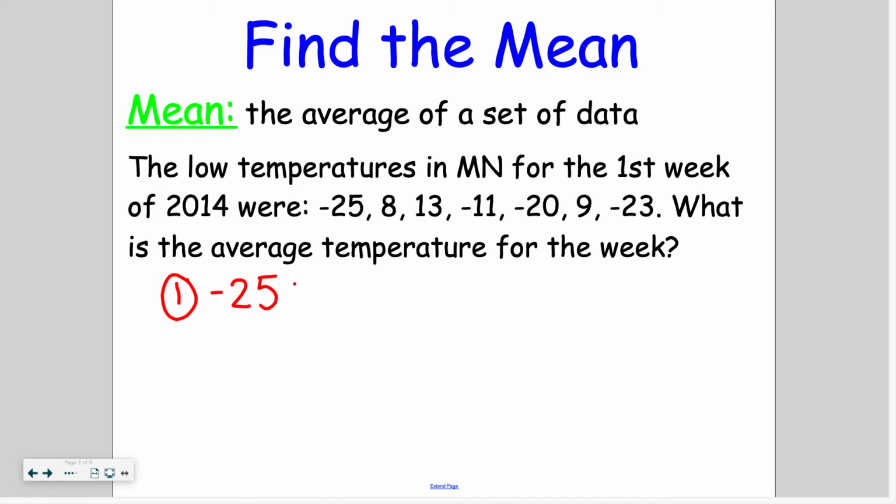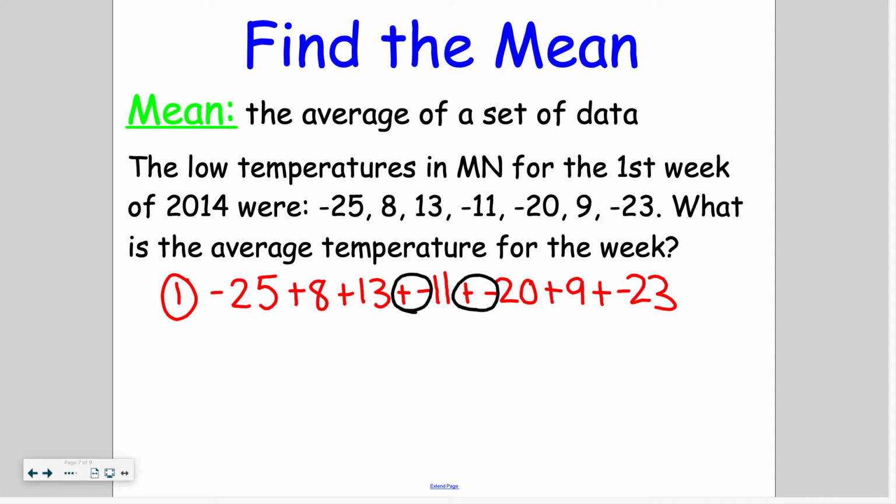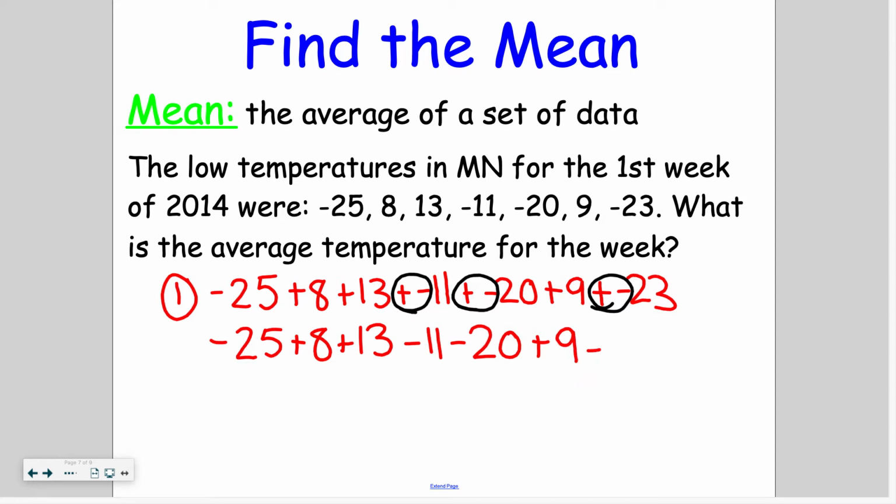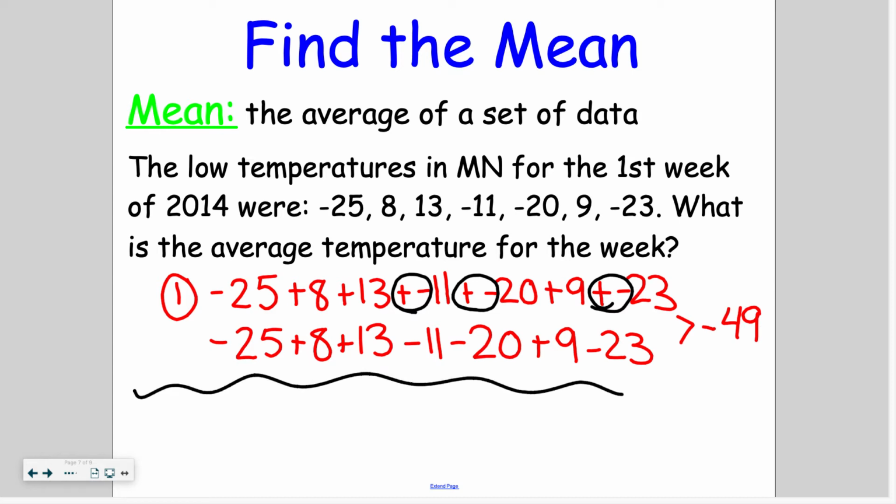So -25 plus 8 plus 13 plus -11 plus -20 plus 9 plus -23. If you notice, some of these have double signs. Remember that adding the negative is the same thing as subtracting. So you also could have written this as negative 25 plus 8 plus 13 minus 11 minus 20 plus 9 and minus 23. Either way, when you plug that into your calculator, it gives you an answer of negative 49. That's step 1 of our problem.